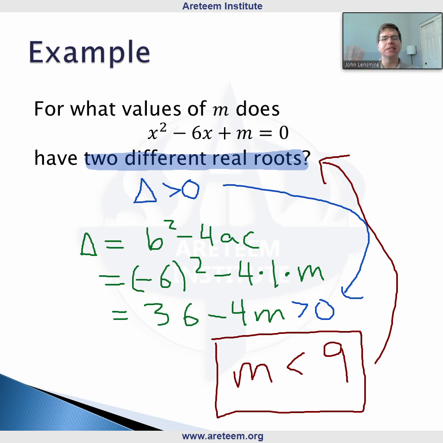So this is a nice way you can apply the discriminant to help you out without solving the equation. You can figure out how many real roots it has, and even the range of m where this equation has two different real roots.